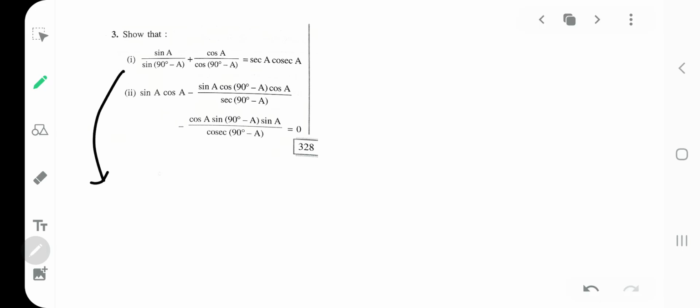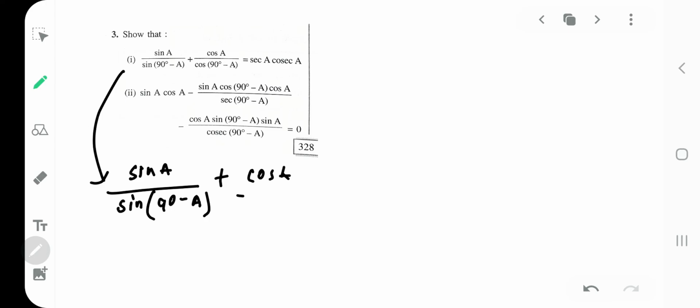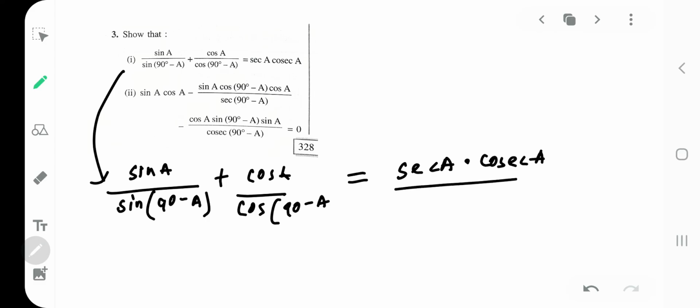Look at the problem number 1 which says sine A upon sine 90 minus A plus cos A upon cos 90 minus A should be equal to sec A into cosec A. This is your right hand side. So we will not worry about right hand side. We'll solve left hand side and automatically we should get answer which is equal to right hand side. That is how we do our provings.